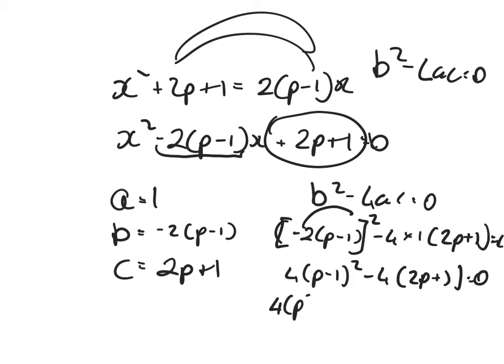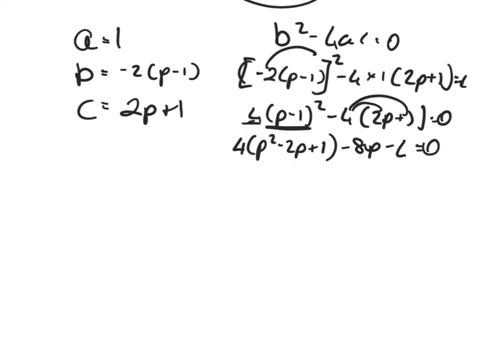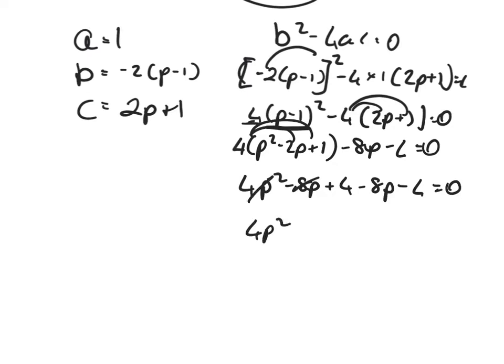Okay, so let's take our time with that. That's going to be 4 bracket p squared minus 2p plus 1. So that's the result of squaring p minus 1, but it's 4 times that. Minus 8p minus 4 is equal to 0. I'm going to take this down a wee bit. That will be 4p squared minus 8p plus 4 minus 8p minus 4 is equal to 0. That's 4p squared minus 16p, plus 4 minus 4 will cancel out, is equal to 0.